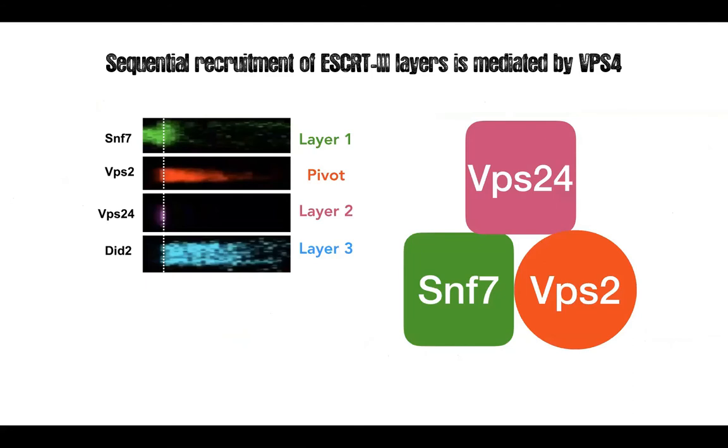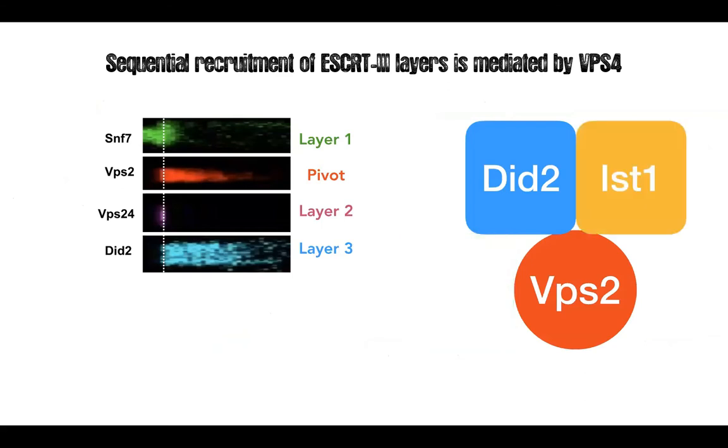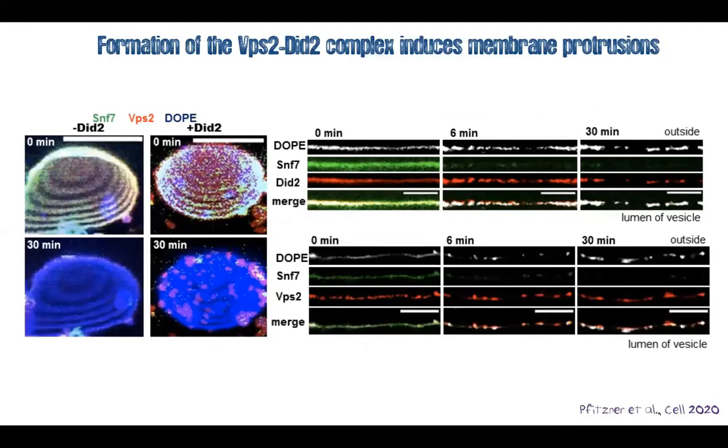in changing layer 2 to layer 3 by allowing the exchange of 24 to D2, and D2 itself recruits IST1 while the layer 1 is going on, and we are left with D2 and IST1, the final complex at the end. Why is this interesting? Because this complex stands for longer, as you can see from these images.